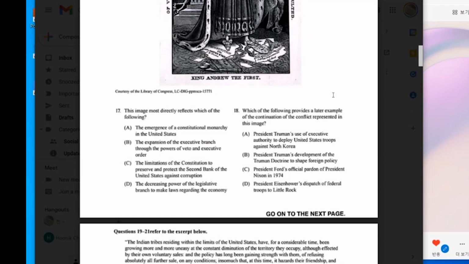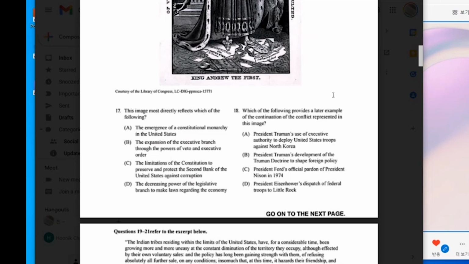Because I feel like Andrew Jackson was famous for his misuse of constitutional power, his power as a president. But I guess it wasn't an emergence of constitutional monarchy because he was the only one. So it's probably B.